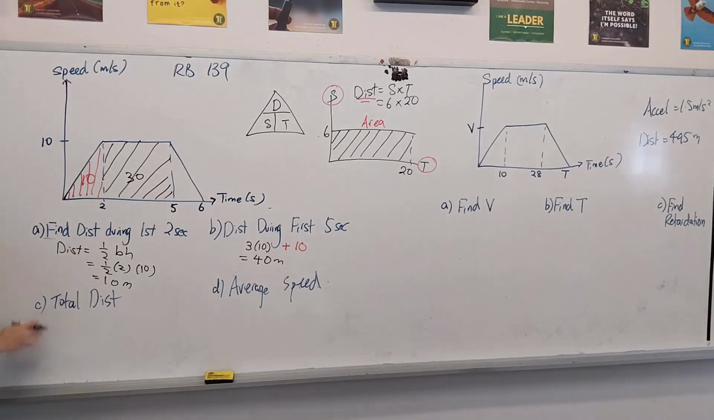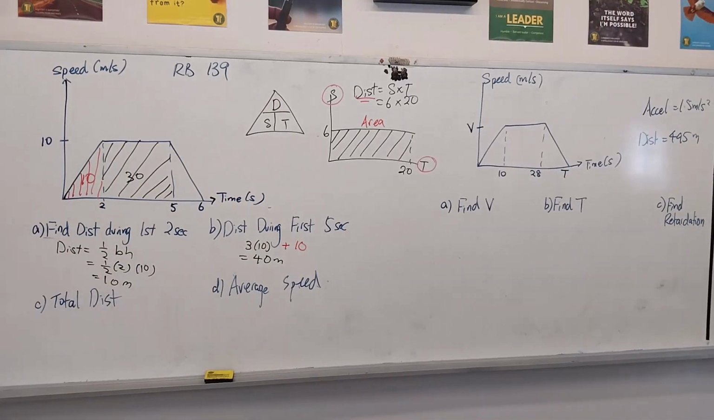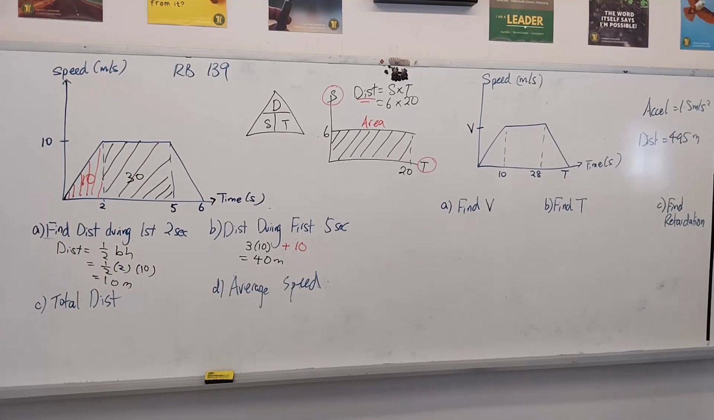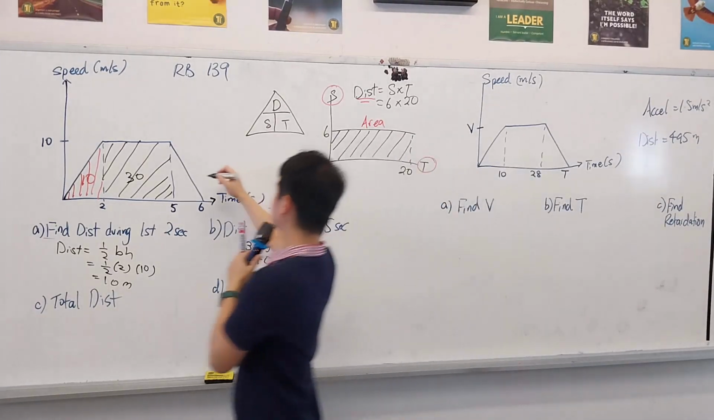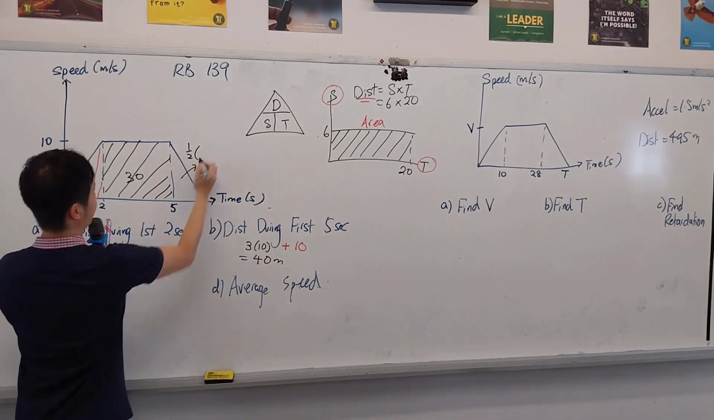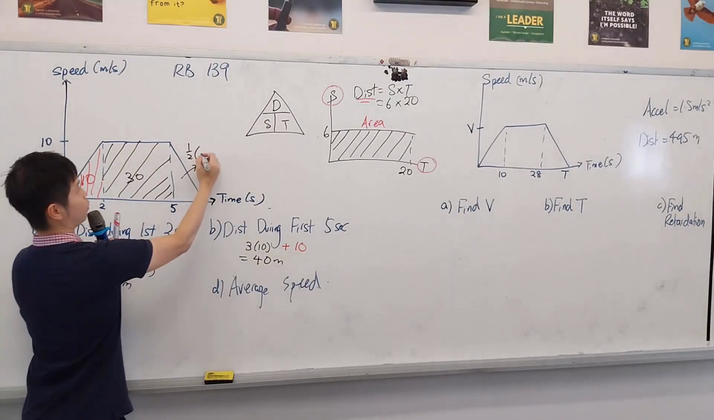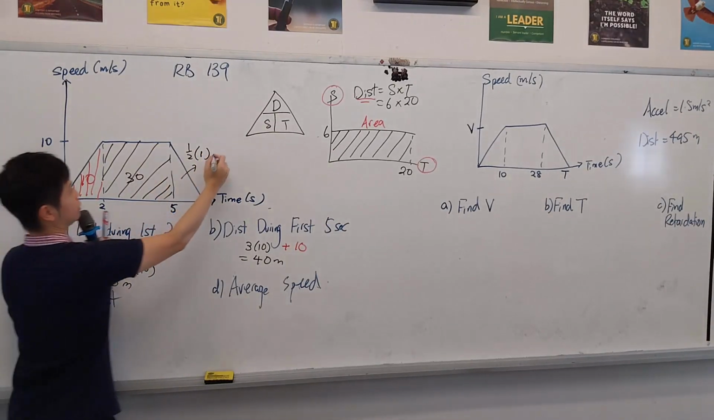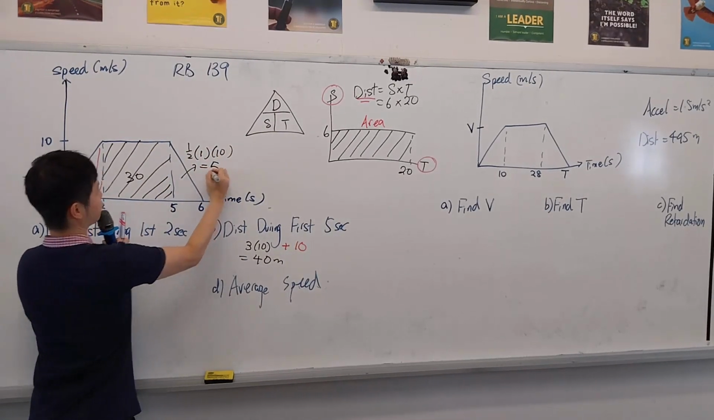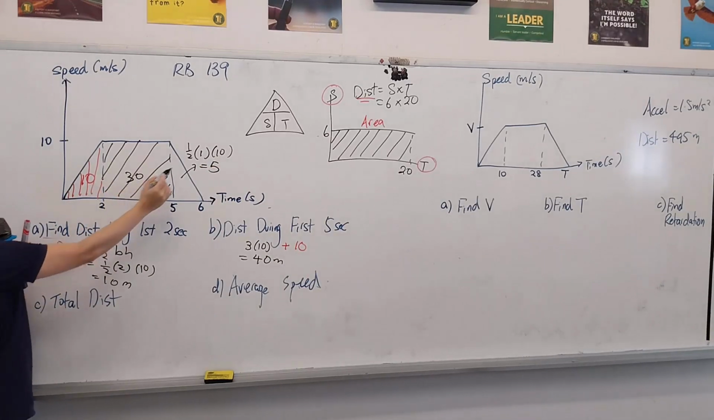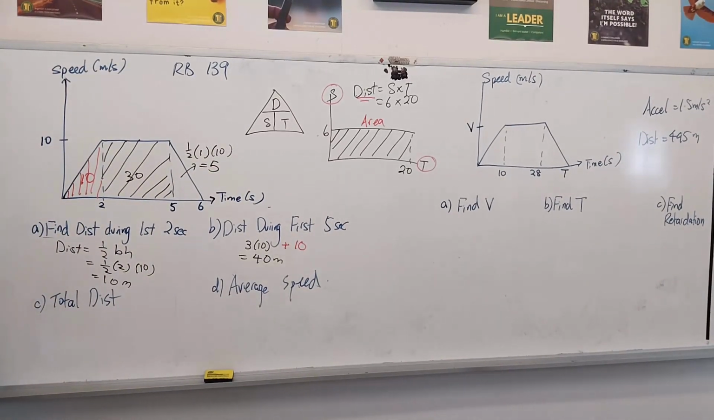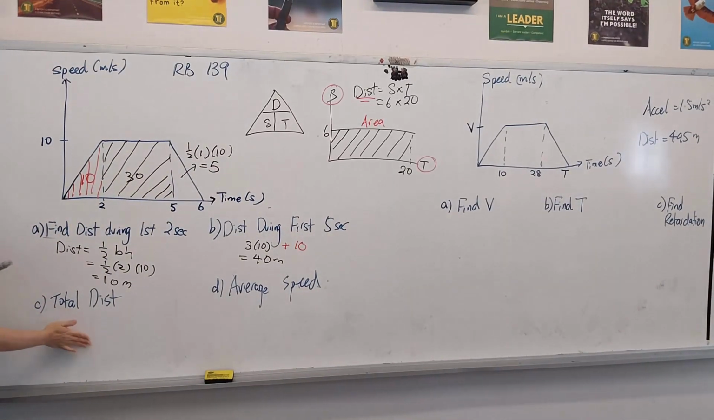Now, what is the total distance for the whole journey? Can you do it now? I give you a few seconds. Answer is 45, is it? Some of you found this as half times, what's the base? 1, and the height? 10. So here will be 5. 10 plus 30 plus 5? 45, right?